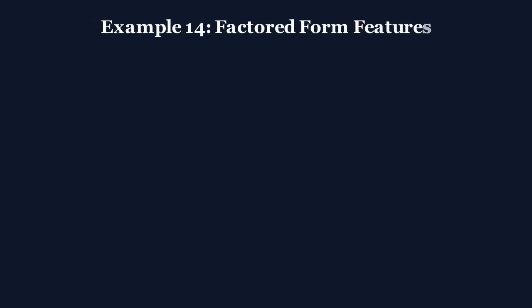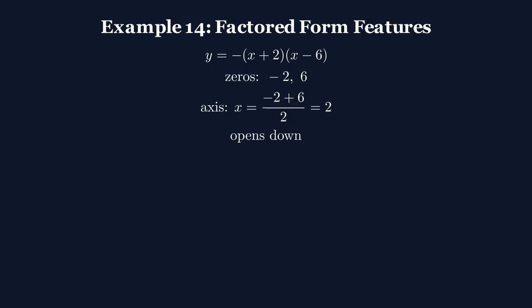Example 14. For y equals -(x plus 2) times (x minus 6), find the zeros and opening direction. The zeros are -2 and 6. The coefficient is -1, so the parabola opens down. The axis is the average of -2 and 6, which is 2.